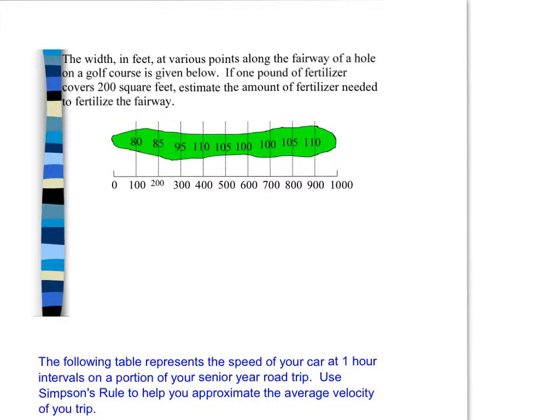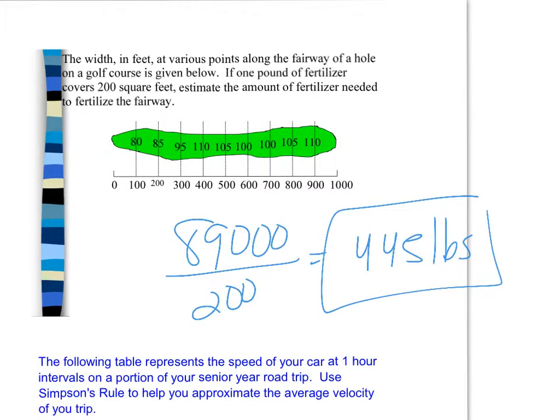If you want to try the bottom one, awesome. I definitely want you to try this one regardless, and then I'll have the answer up. Alrighty, hopefully you got about 89,000 feet squared. Actually, you should get exactly 89,000 feet squared. But then you have to divide it by 200, because that's the square footage that one pound covers. So you get about 445 pounds of fertilizer, which, if you've ever picked up fertilizer, it is super heavy.